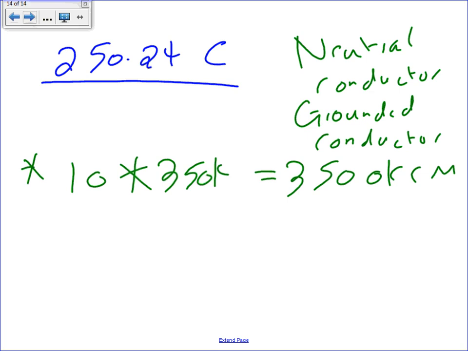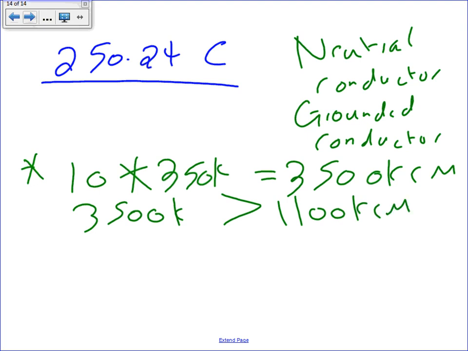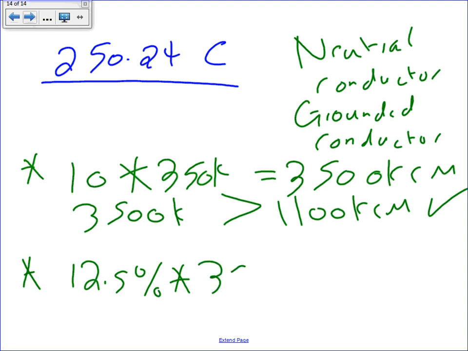Everything that I write right here, guys, is in 250.24C. Is this number, 3500 kcm, more than 1100 kcm? Yes, the answer is yes. Then what do you need to do? If yes, you're going to take 12.5% times 3500 kcm. Where are you getting that 12.5? Read through the same article. It says if it's larger than 1100 kcm copper, then you take 12.5% of the total.